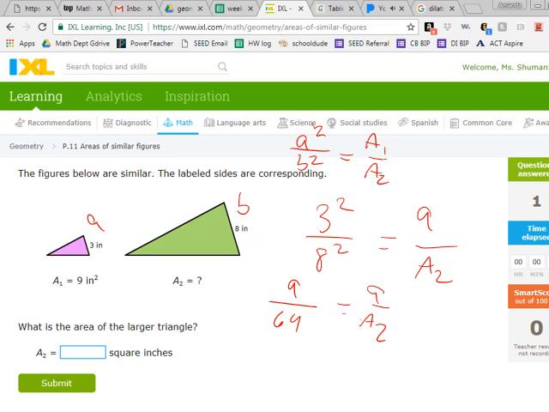I bet you can already figure out what A2 is going to be, so let's just go ahead and multiply them out. 9 times A2 is going to be 9 times 64, which is 576. Divide both sides by 9, and we're going to get A2 is 64. I just wanted to do this to show you that no matter what the shape is, the formula still applies.